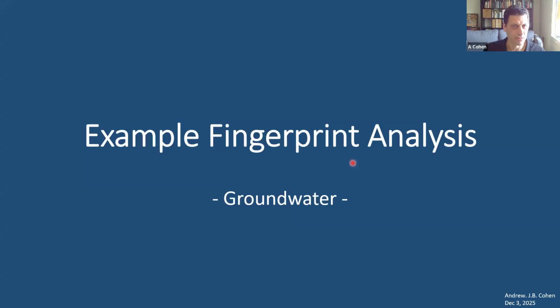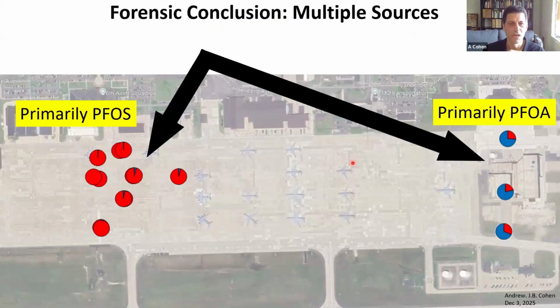Let's now look at some example fingerprint analysis in a groundwater scenario. This is a plan view showing groundwater concentrations measured in different monitoring wells. And there are two clusters that we see. On the left here, primarily it's PFOS, and on the right, it's primarily PFOA. They're clustered, they're different, they're far apart. So one initial conclusion, without a detailed analysis, is that we've got multiple sources.